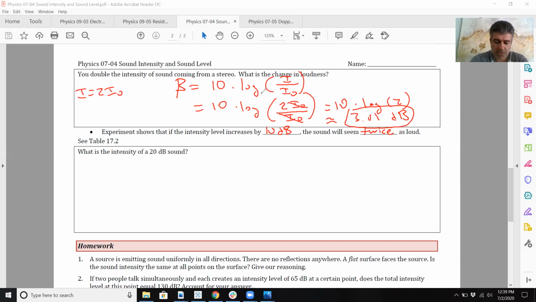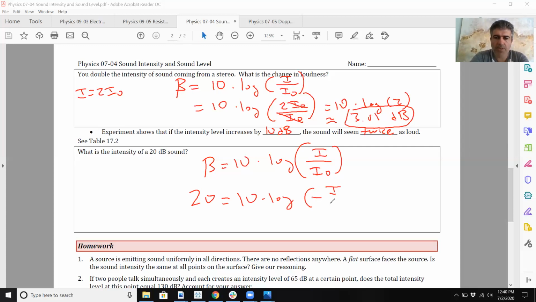So let's look at the next one here. Beta equals 10 times log I over I0. Sorry, you want to find the intensity at 20 decibels, so the sound level is 20. So it's 10 times log of I over I0. Remember, I0 is 10 to the negative 12 power.